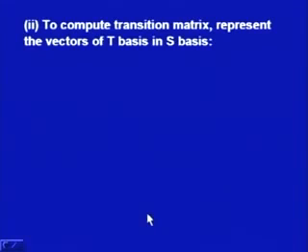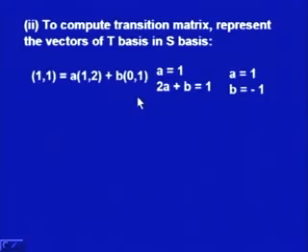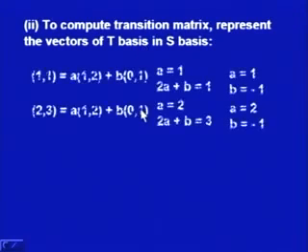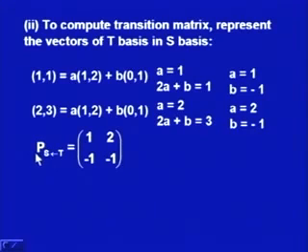Now the second part is to compute the transition matrix. You have to represent the vectors of T basis in S basis. That means first we consider the vector (1, 1) and write it as A(1, 2) plus B(0, 1), and we solve it as we have done in the earlier part. So A is equal to 1 and B is equal to minus 1 is the solution of this. Then the second vector in the basis, (2, 3): we express it again as a linear combination of (1, 2) and (0, 1), and we form a system of equations. They are solved to get A is equal to 2 and B is equal to minus 1.